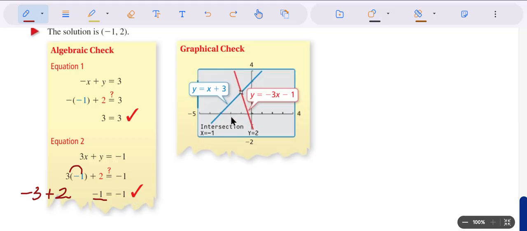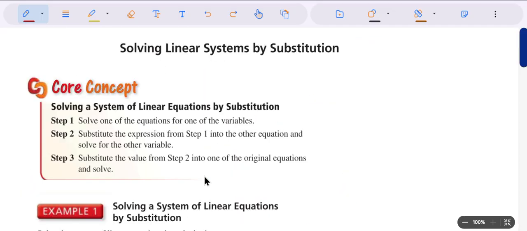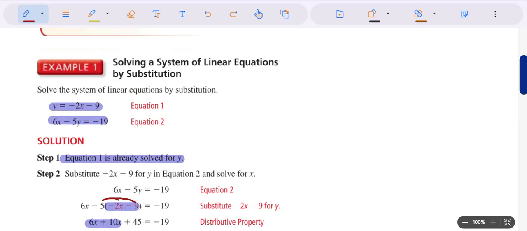Now, if we draw the graph of these two equations, we will get the meeting point as this one. Look at that. This is the meeting point we will get. So, x value negative 1, y value is 2. So, negative 1 comma 2 will be the answer. So, I think you all understood the substitution method.